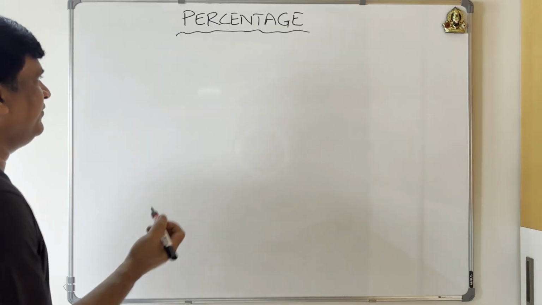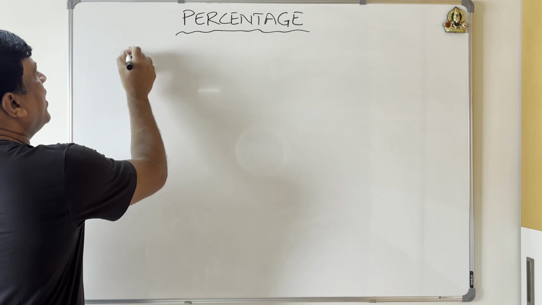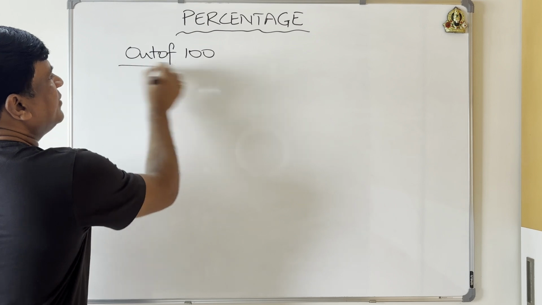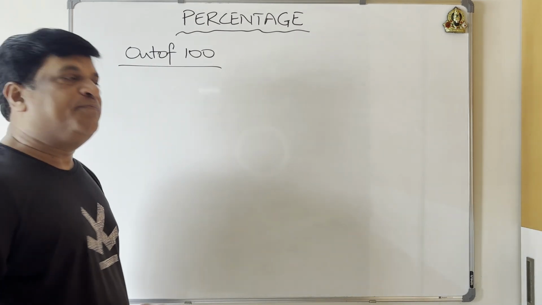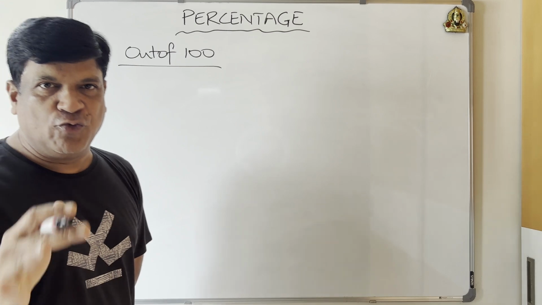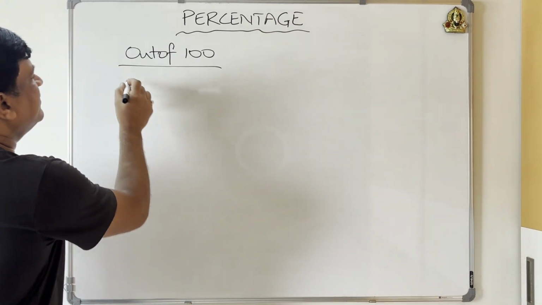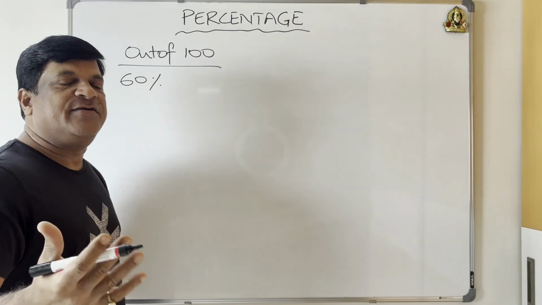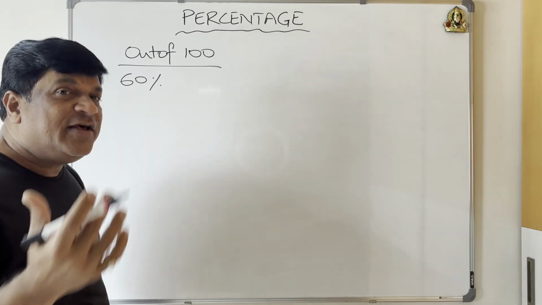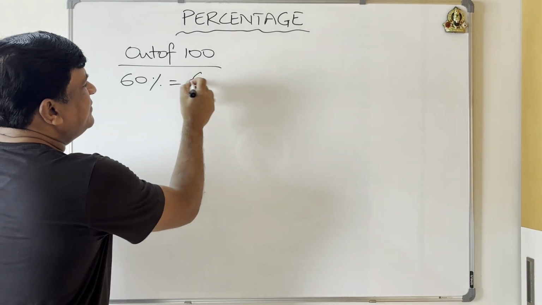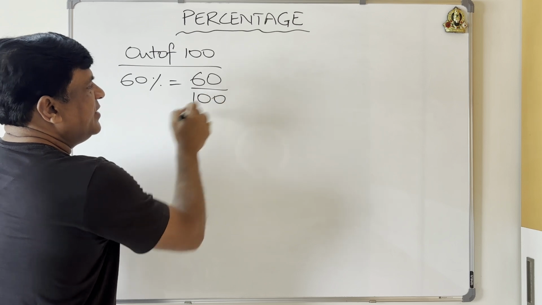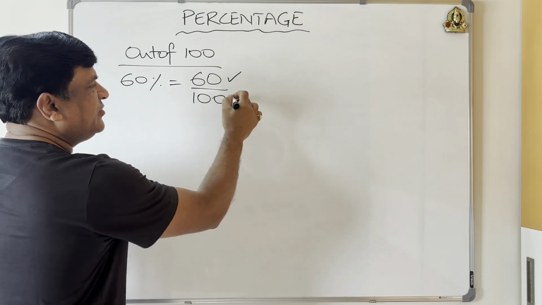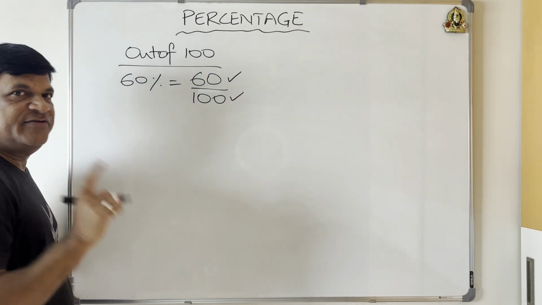So what do you mean by percentage? Percentage is something out of 100. To put it simply, out of 100. If somebody says that I have scored 60% marks in school, what do you mean by that? In a particular subject, you might have scored 60%, 70%, 80%. That is nothing but 60 out of 100, 60 divided by 100. Your marks scored is this much, and the total marks of your examination was this much. That is what it is.